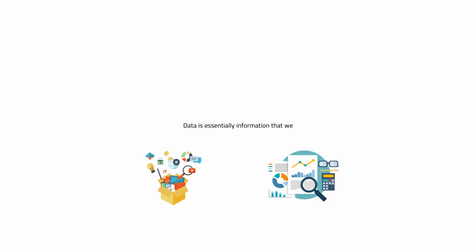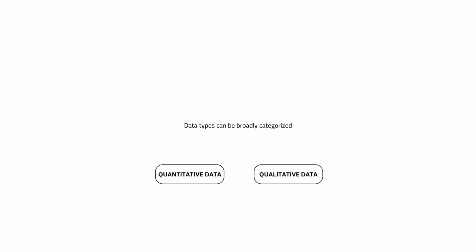So let's get started. Before we dive into the types of data, let's understand the concept a bit better. Data is essentially information that we collect and analyze to make informed decisions, draw conclusions, or gain insights. It comes in various formats, and these formats are what we refer to as data types. Data types can be broadly categorized into two main groups, quantitative and qualitative data.